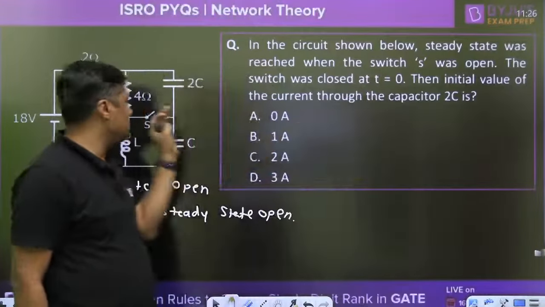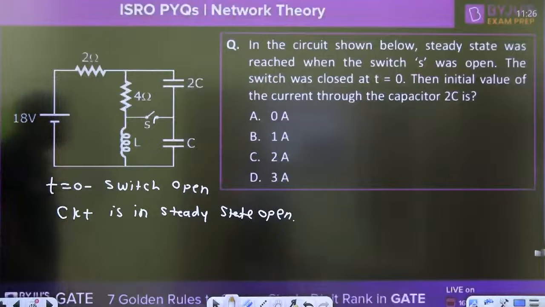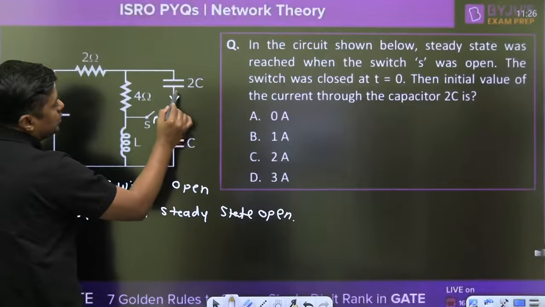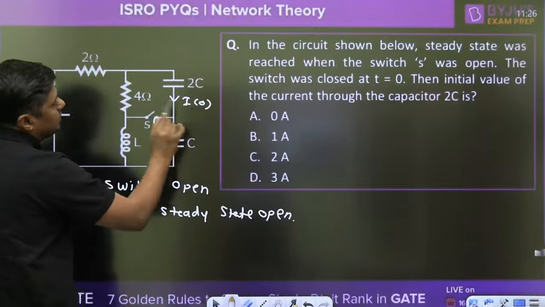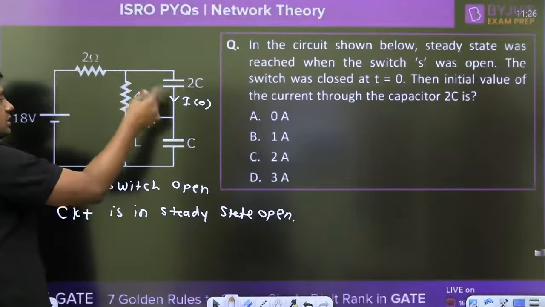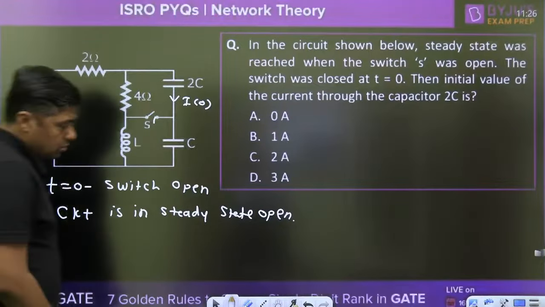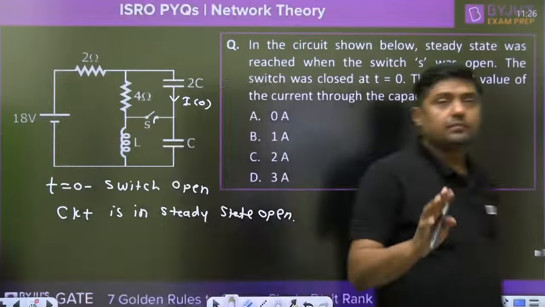Now the switch was closed at t equal to 0. Close the switch exactly at t equal to 0. The initial value of the current through the capacitor 2C. What is the value of the current through the capacitor 2C? I0. Initial value of the current means I0. Exactly after closing the switch, what is the current through the 2C capacitor? Okay, that is the question.